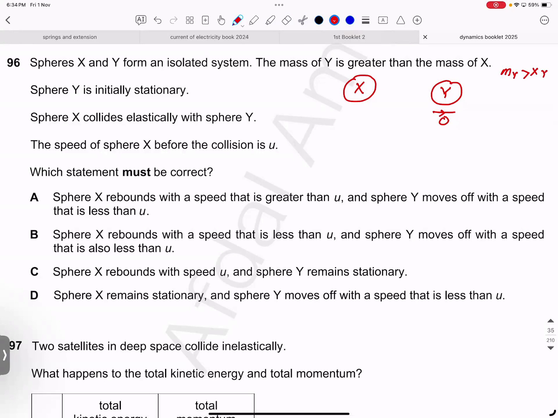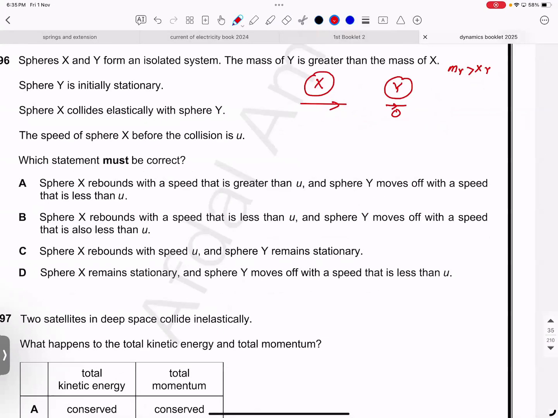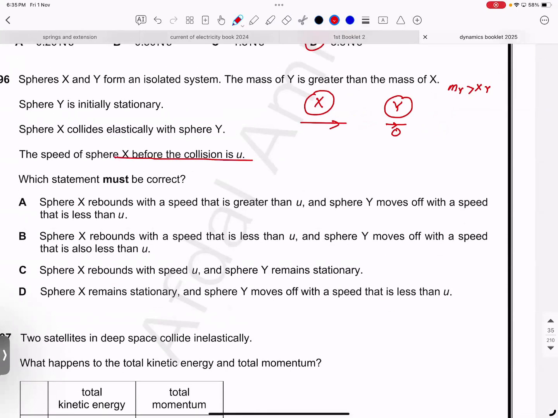X collides elastically, and colliding elastically means two things. Number 1, relative speed of approach is equal to relative speed of separation. Number 2, total kinetic energy of both of them before collision, which is actually the total kinetic energy of X, is equal to total kinetic energy of both of them after collision. The speed of sphere X before collision was u, so the total kinetic energy before collision was only for X. Which statement must be correct? Let's see.